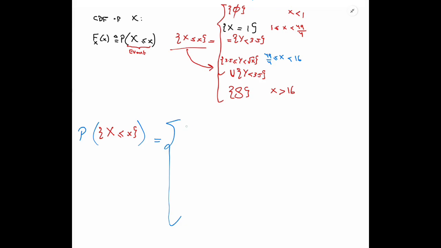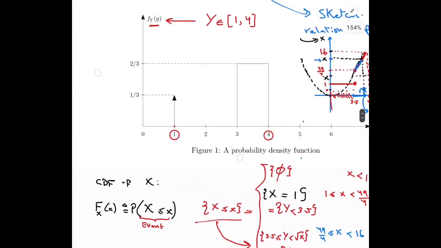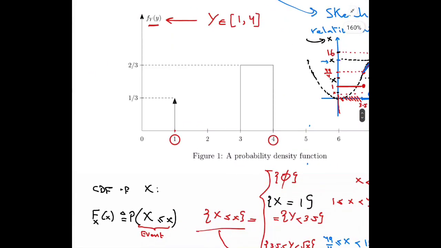First of all, the probability of the null space is equal to 0 when x is less than 1. Now for x between 1 and 49/4, the probability is equal to the probability that Y is less than 3.5. How do we find this? We find it from the probability distribution function.